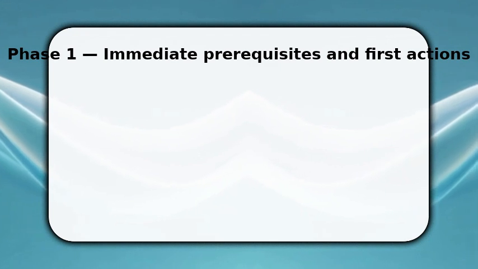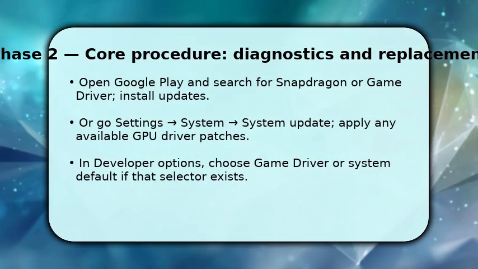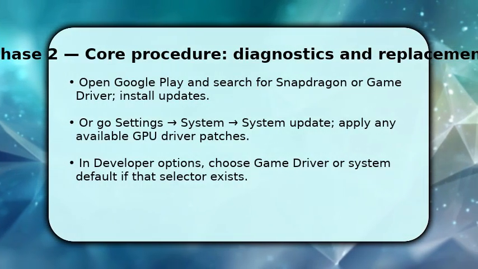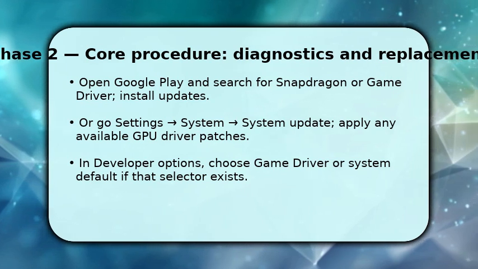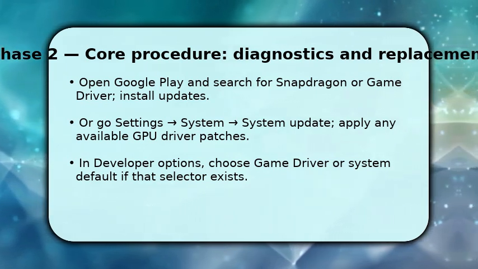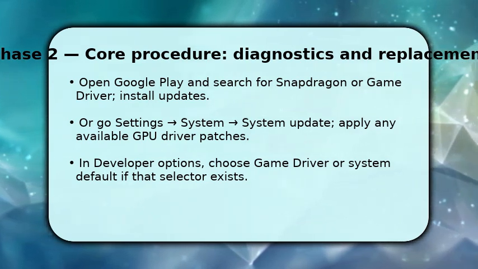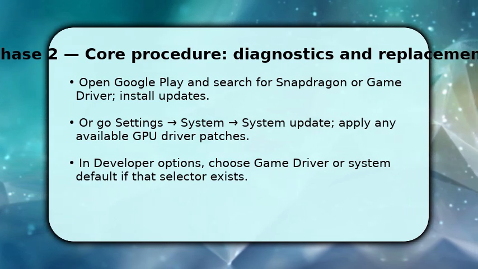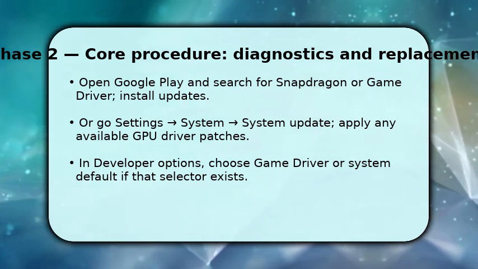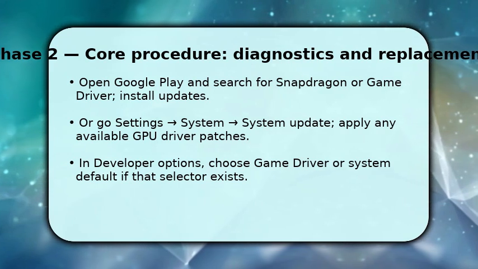Next, open Google Play and search for the Snapdragon/Adreno game driver or the OEM GPU update package and install it. This is often the fastest, easiest route. Alternatively, go to Settings > System Update and apply any listed driver patches from the manufacturer. Those integrate cleanly with your build.